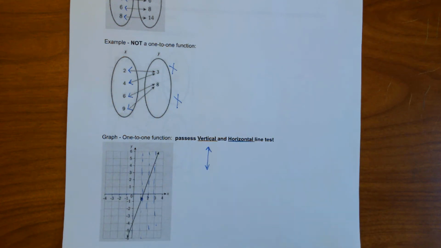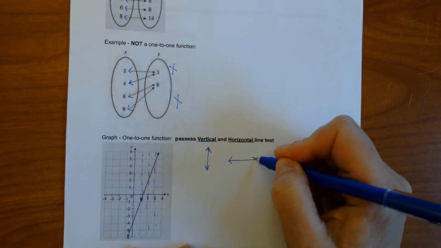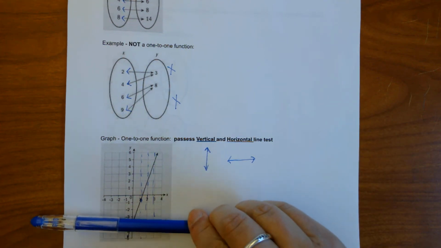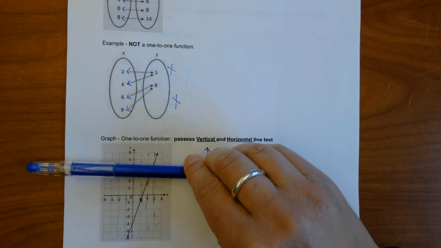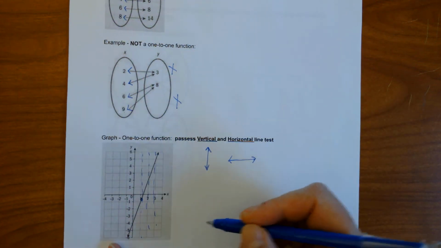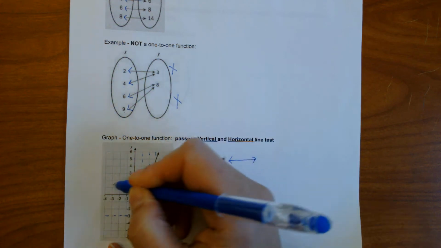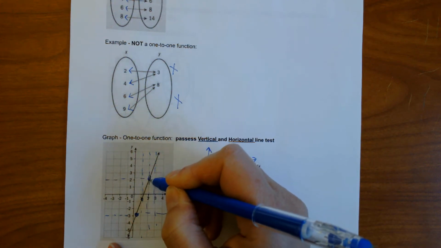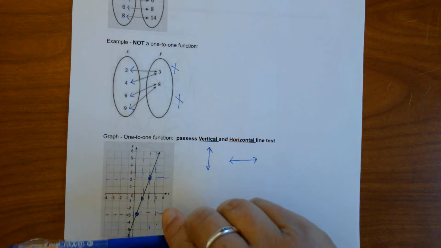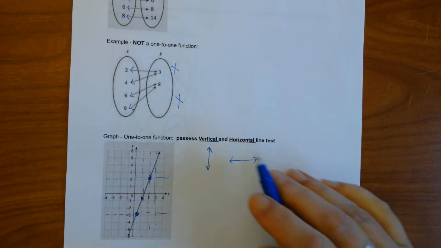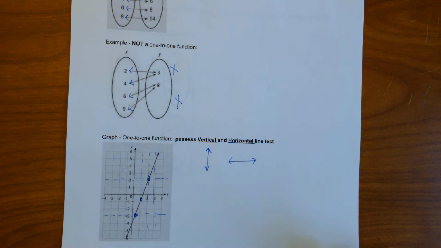But to be a one-to-one function, you also have to do the horizontal line test, and that's the other way. So if I drag an imaginary line from the bottom to the top, we see that it only hits the line once. If I go this way, it's only hitting the line once here. If I go this way, it's only hitting the line once here. So through my scan, I only stay on that graph once. So it passes both of those tests.